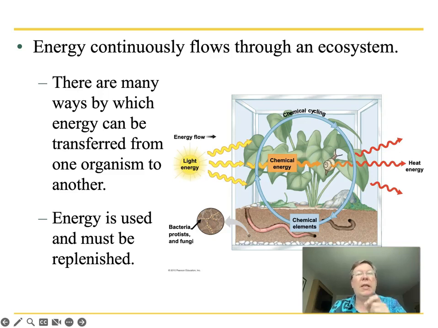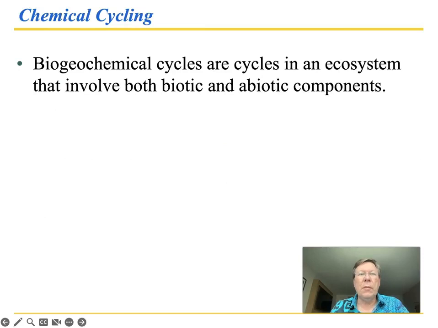It moves in and through the ecosystem, and because it flows in and through, it always needs to be replenished. I think that's pretty straightforward. Chemical cycling then involves the environment in terms of the non-living components as well as the living components.